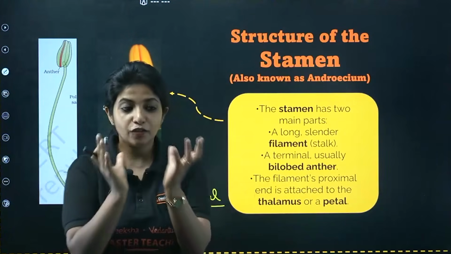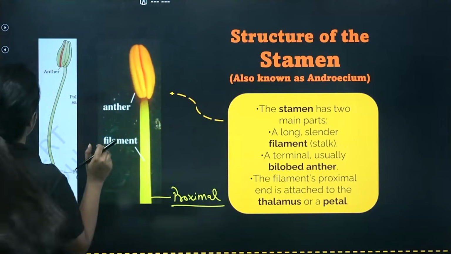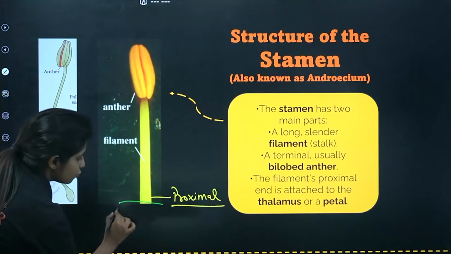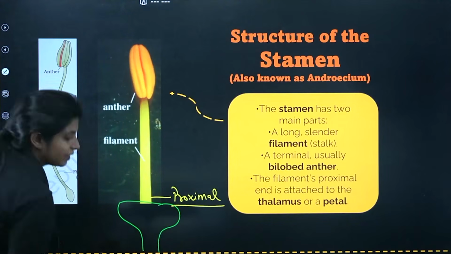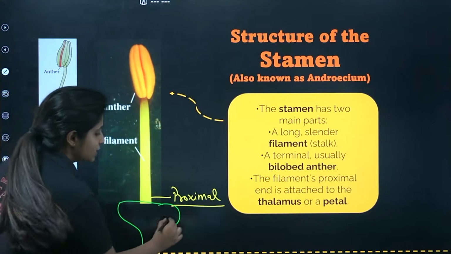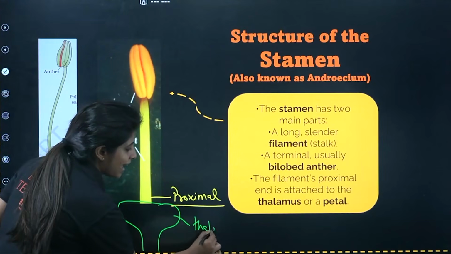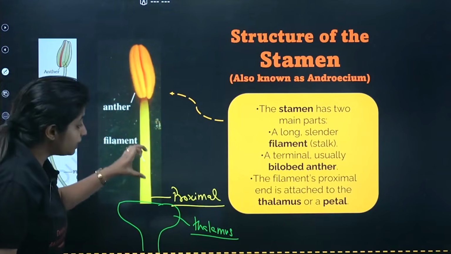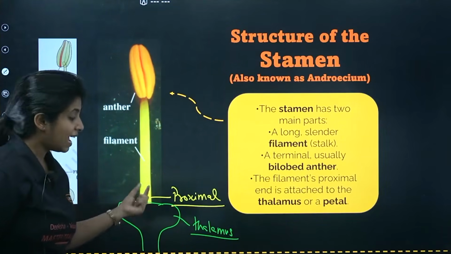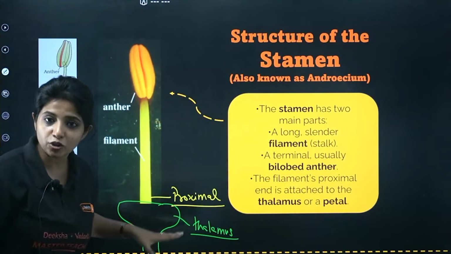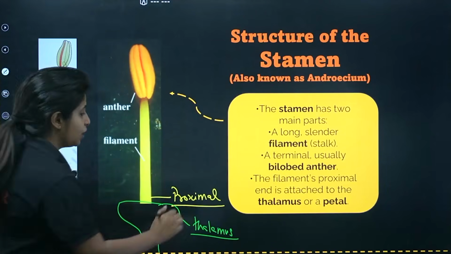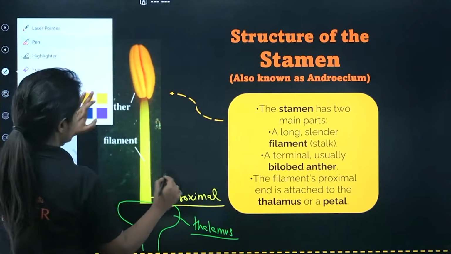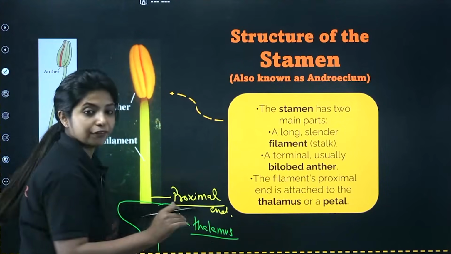Near what? The flower, if you have seen, usually has a green structure like this. Right? And what do you call this? You call this thalamus. So your filament is attached to the thalamus, and this part of the filament which is attached to the thalamus, what do you call it? You call this the proximal end of the filament.